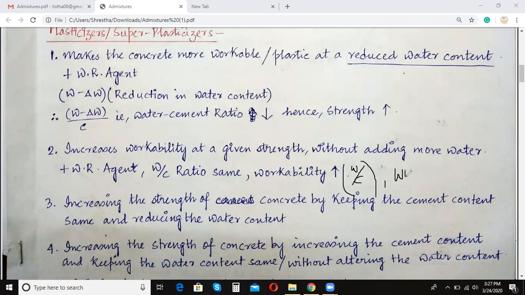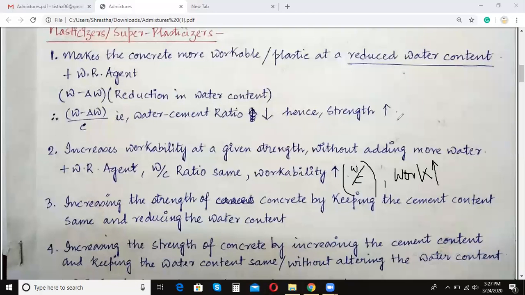At same water content, the workability is increasing. And since water cement ratio is not altered, what is happening? The strength of concrete is remaining as it is, right? This is a summary of the second point. Now let's see the third point. Third point says that plasticizers increase the strength of concrete by keeping the cement content same and reducing the water content. So I think the first and the third point, they mean same more or less. We are reducing the water content, the cement content is unaltered, and at that what is happening? The strength of concrete is getting increased as well as the workability.